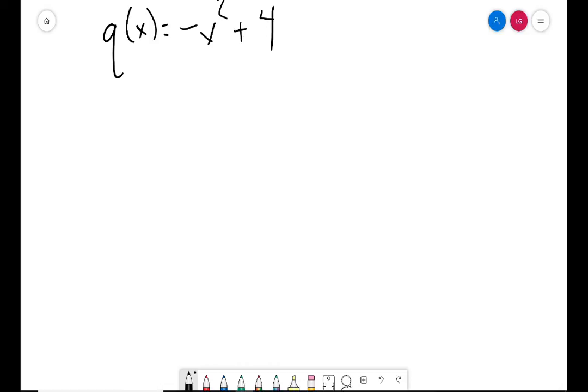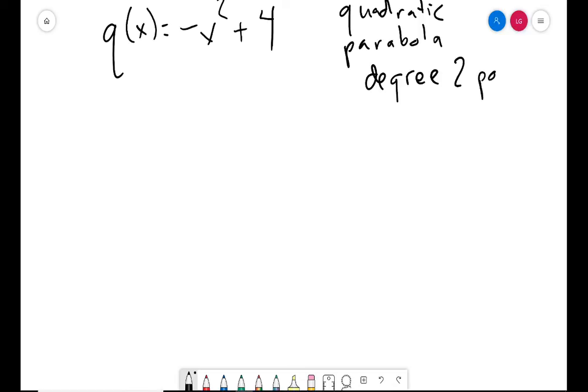Those words, quadratic, a parabola, refer to degree 2 polynomials. So the polynomial is more general. It doesn't have to be degree 2. Just like a line refers to a degree 1 polynomial. A polynomial doesn't have to be degree 1 or 2. It could be 0, 1, 2, 3, 4, 5, 6, and so on, and so on.